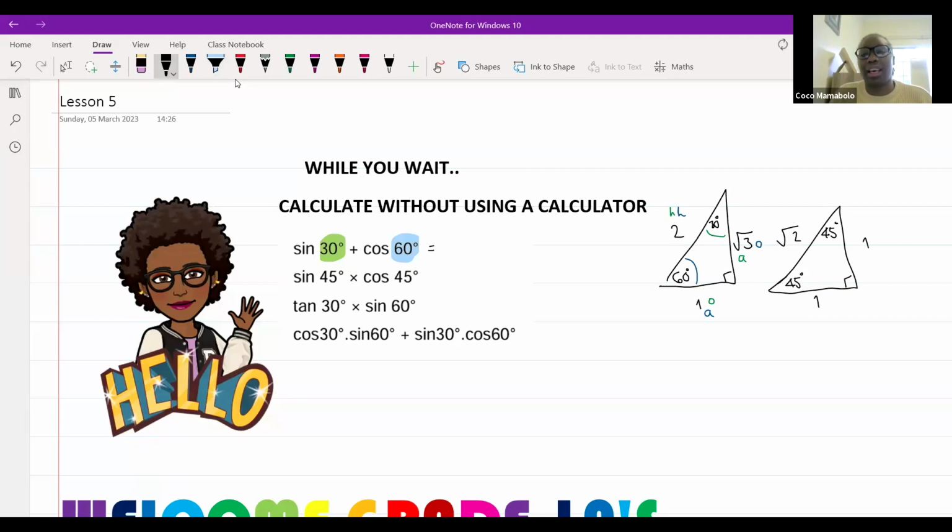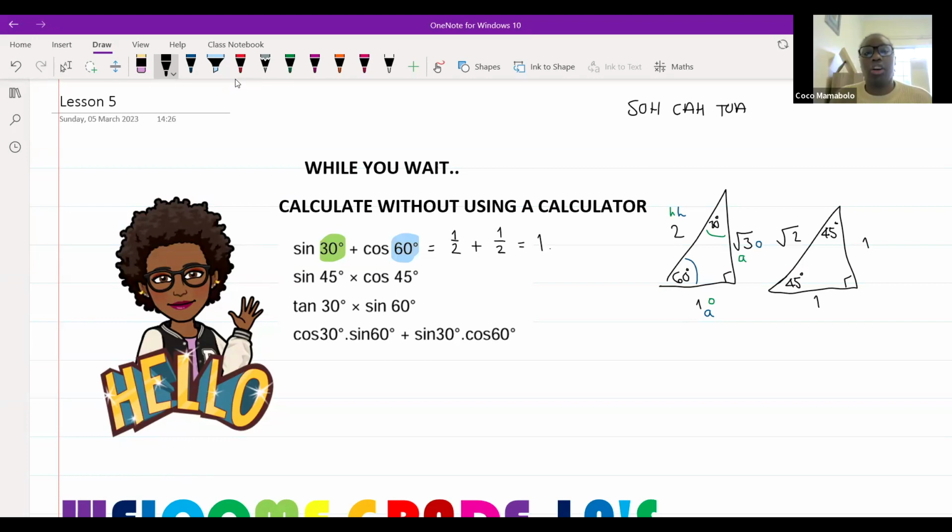30, I know that sine, according to SOHCAHTOA, is equal to opposite over hypotenuse. In terms of 30 degrees, that is 1 opposite over hypotenuse. So I'm going to get 1 over 2 plus cos of 60, and we know cos is adjacent, which is also 1 in terms of 60 over 2. And I know that a half plus a half is just going to give me 1.